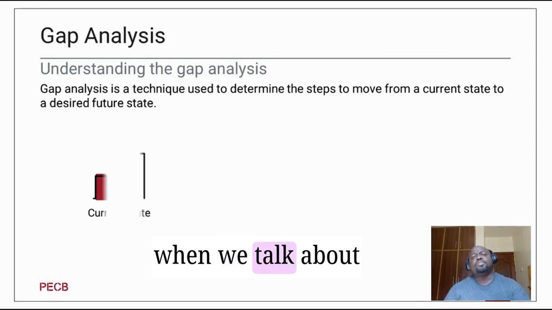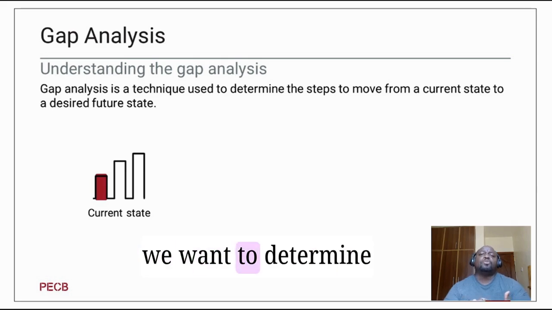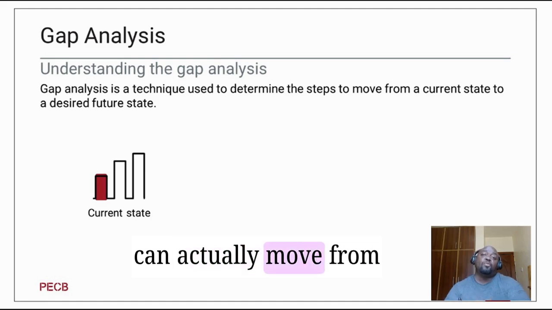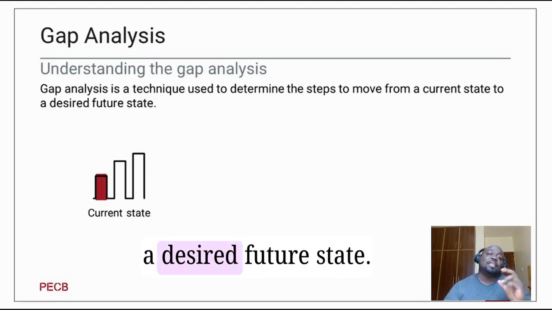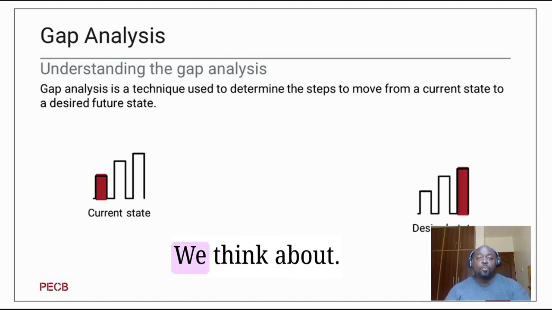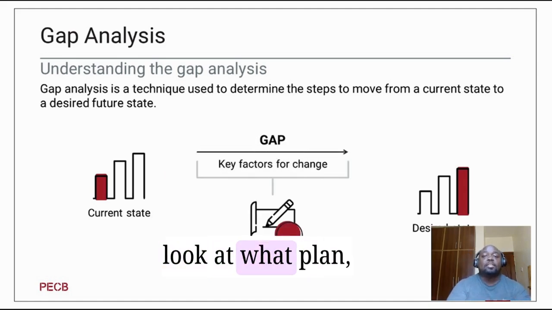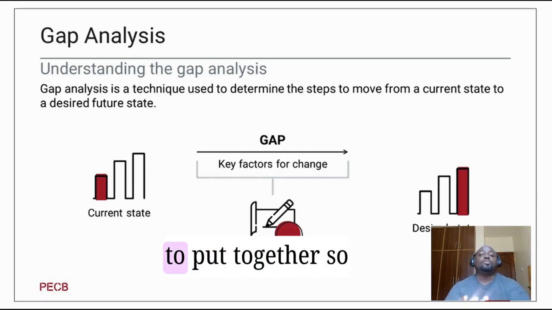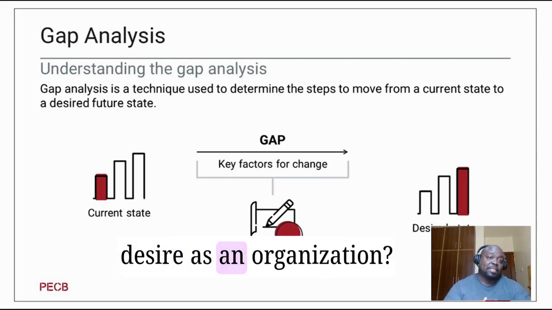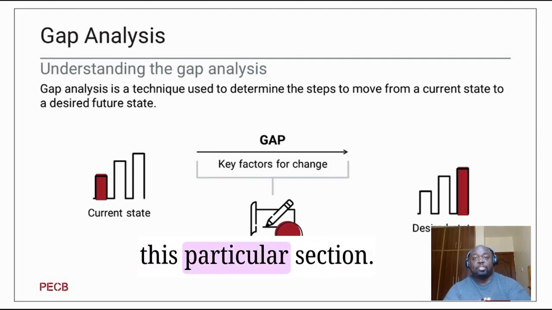When we talk about gap analysis, this is where we want to determine what steps we need to take so that we can move from our current state to a desired future state. So we look at our current state, we think about our desired state, and we need to look at what we need to put together so that we can get to where we desire as an organization. This is what we'll be covering in this particular section.